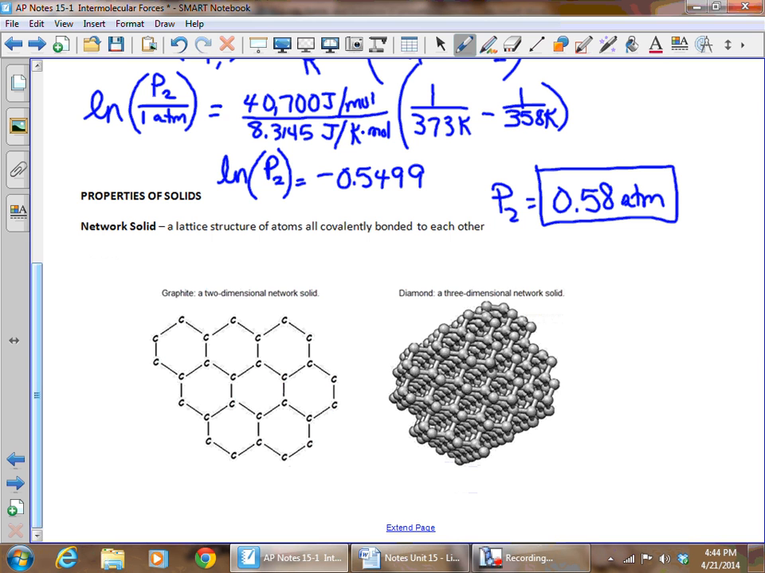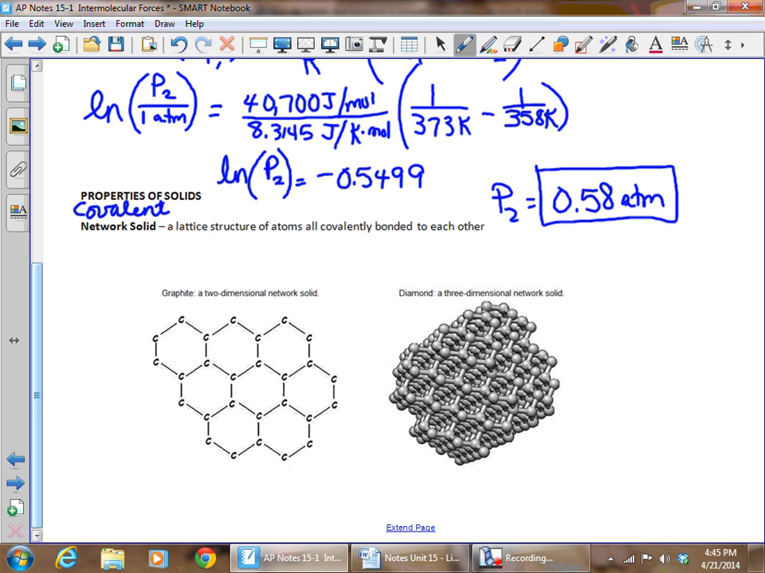Okay, the last thing that I want to talk about is something called a network solid. We have talked about ionic compounds that are a crystal lattice structure of alternating negative and positive charges. So you've got a crystal structure of ions. We have a covalently bonded molecular structure, where the molecules are covalently bonded within themselves, water for instance, oxygens to the hydrogens, but between the molecules we have a weaker intermolecular attractive force. Well, there's something called a network solid, sometimes called a covalent network solid, which is a lattice structure just like an ionic compound, but this time all of those atoms are covalently bonded to one another.